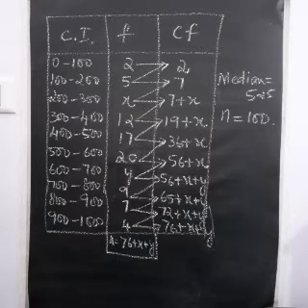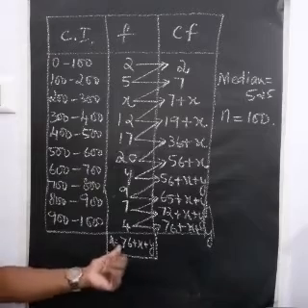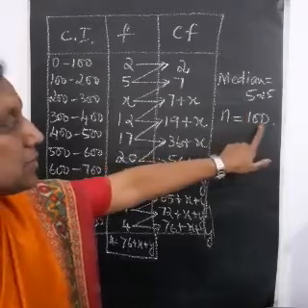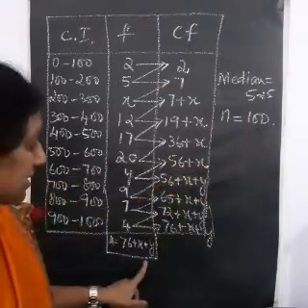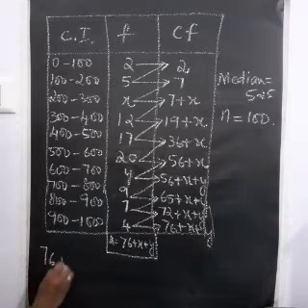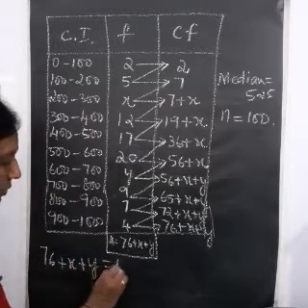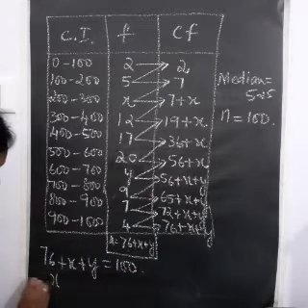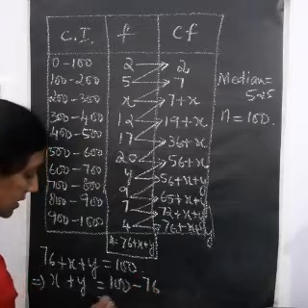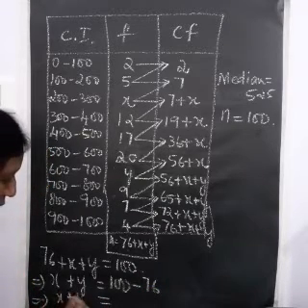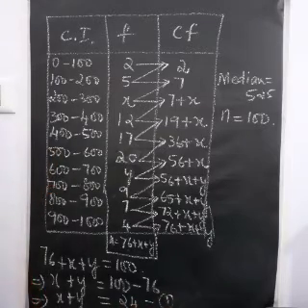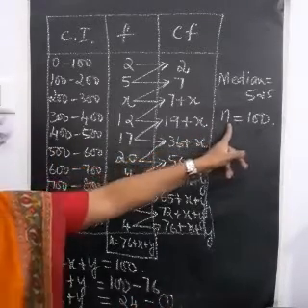Okay, now they have given n is equal to 76 plus x plus y, and we know n is equal to 100. So using these two, we will form the first equation. So what will you get? You will get 76 plus x plus y equal to 100. That is, x plus y equal to 100 minus 76, which implies x plus y equal to 24. So mark this as the first equation. We have used one value which they have given.